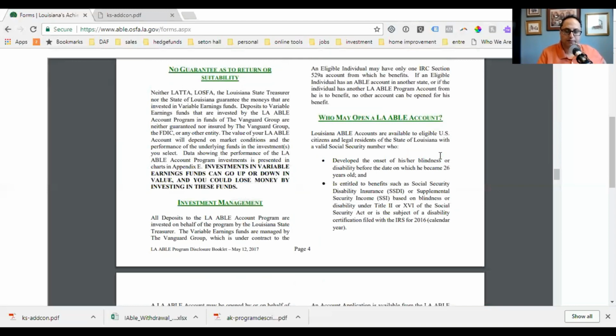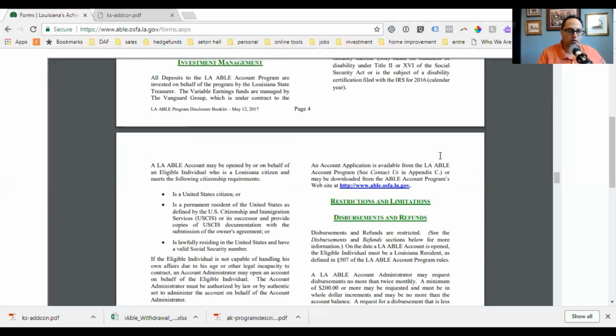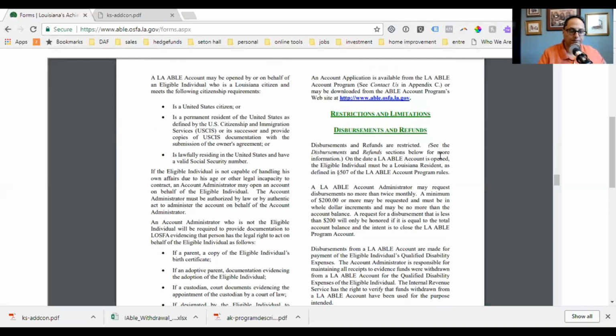For some reason, language keeps getting me. I'm not sure why. Maybe I'm overthinking this, right? An LA ABLE account may be opened by or on behalf of an eligible individual who is a Louisiana citizen and meets the following citizenship requirement.